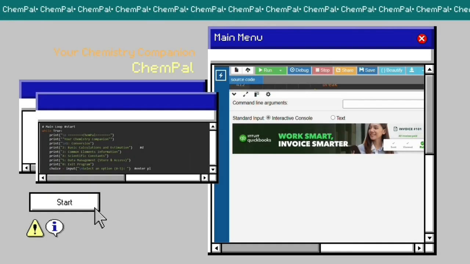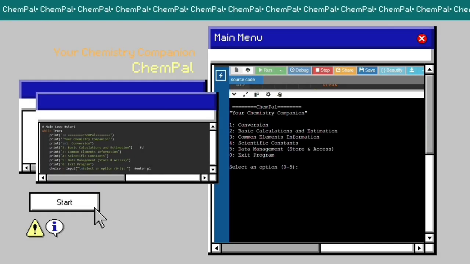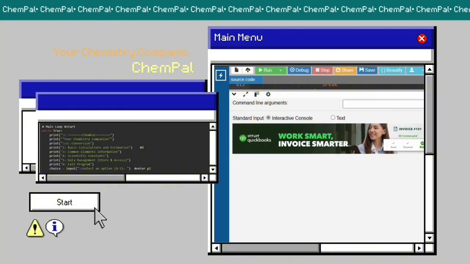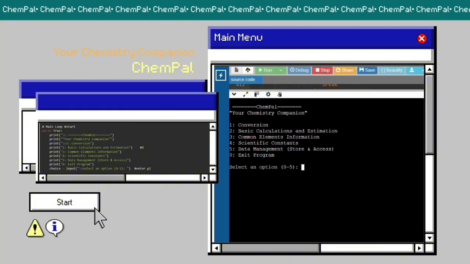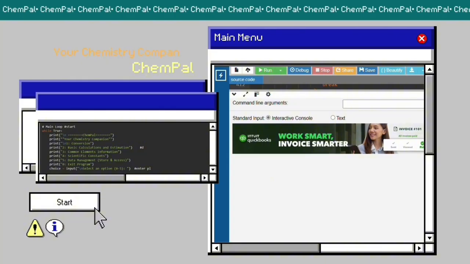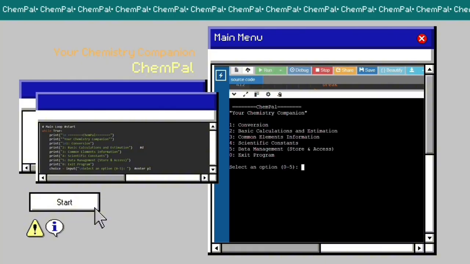ChemPal is a Python program made to help chemistry students with their studies and lab work. It has about 460 lines of code and uses basic Python features like while loops, if statements, print functions, and simple math operations. We included different tools in the program to solve common chemistry problems. It is organized into 5 categories. These are unit conversion, basic calculation and estimation, common element information, scientific constants, and data management. You just pick what you need from the menu, and it's really easy to get around.